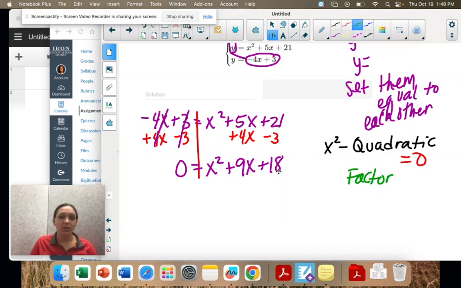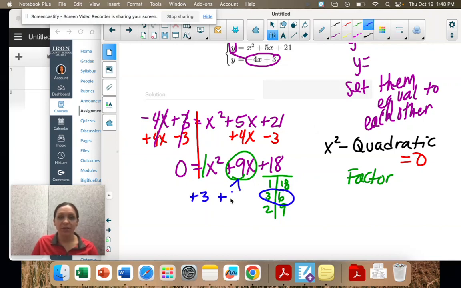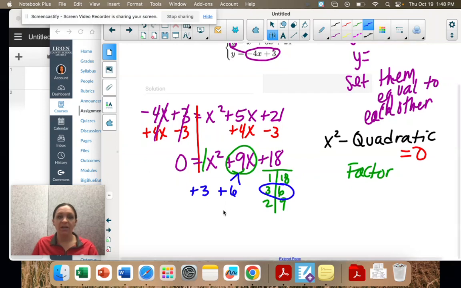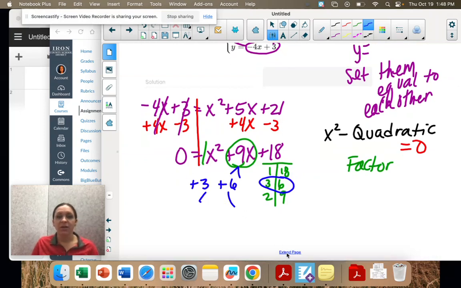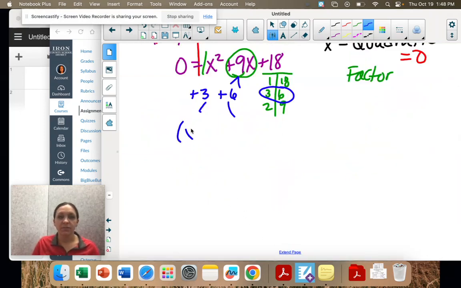You could use the quadratic formula, but because we're looking at just 18, I have 1 and 18, 3 and 6, 2 and 9. Which one of those will add to 9? Can you see it? I hope so. Positive 3 plus 6 is positive 9. And these go in our factors. So x plus 3 and x plus 6.